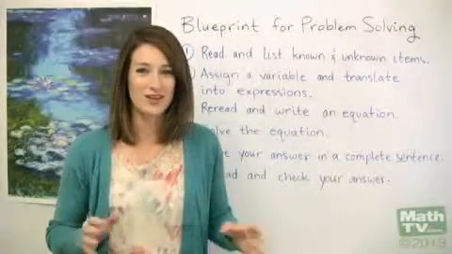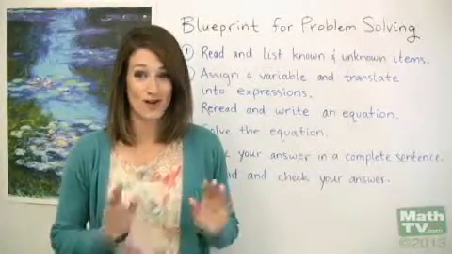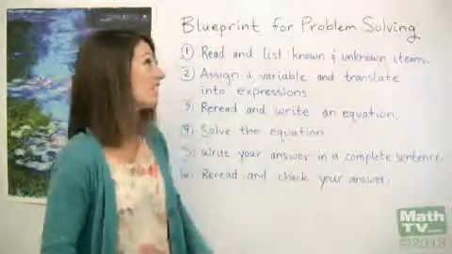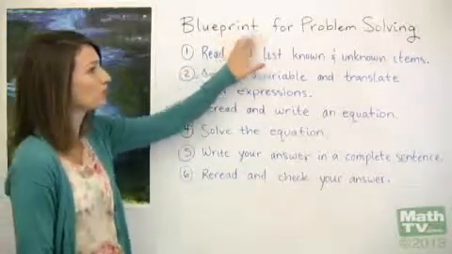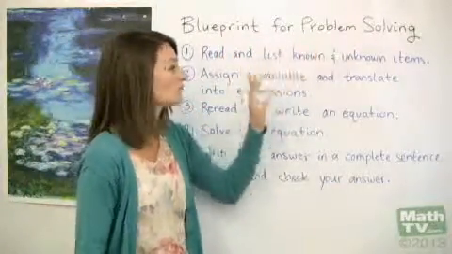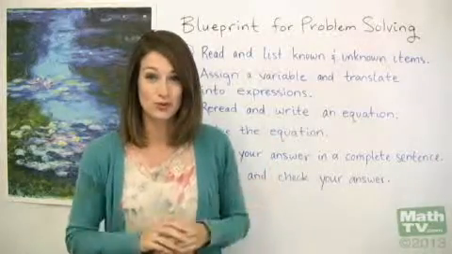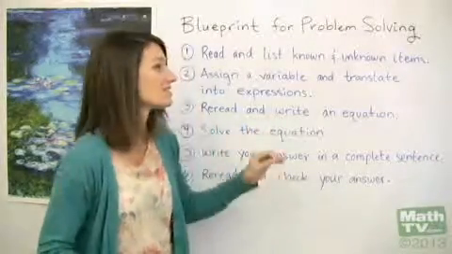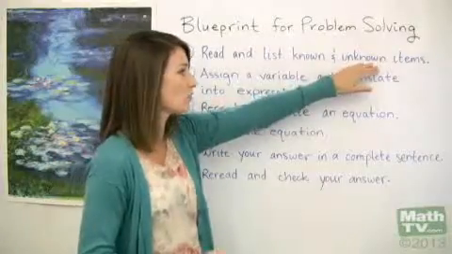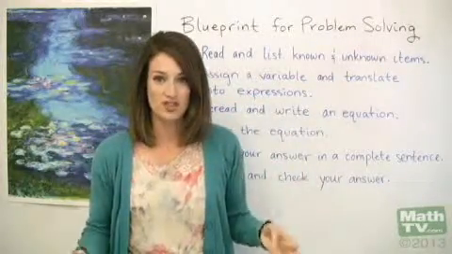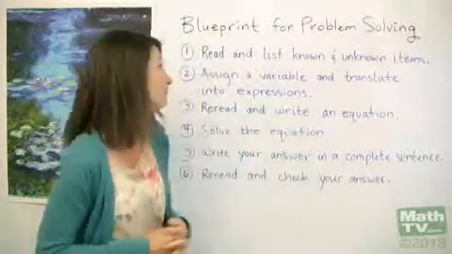We are going to use what you know about equations in order to solve application problems. And we'll do that using our strategy called the blueprint for problem solving. So the first step of the strategy is to read through the problem and then mentally list all of the known and unknown items. Think about what the question is asking you to find out.